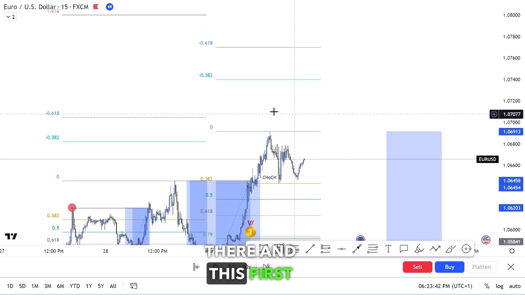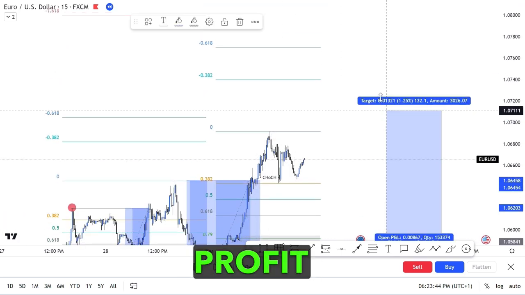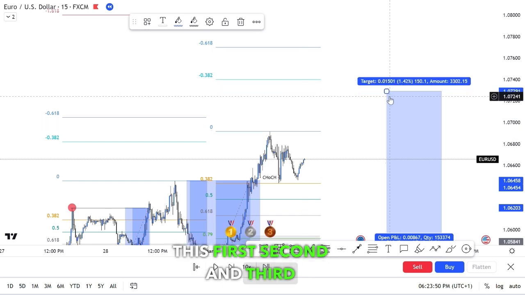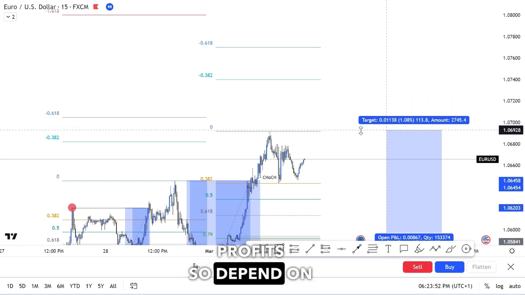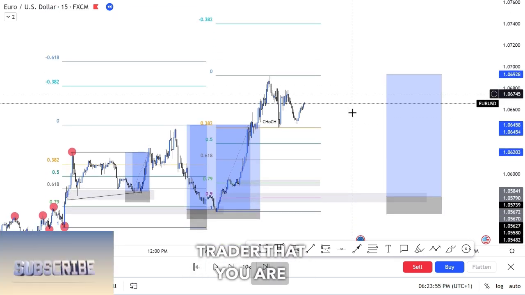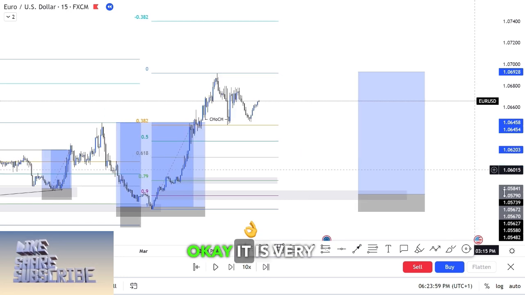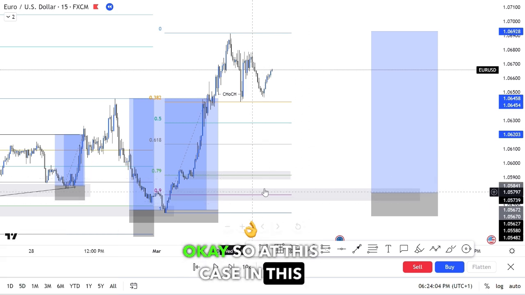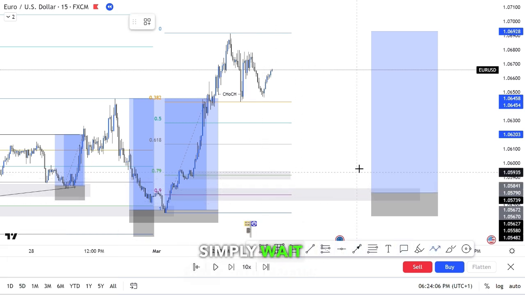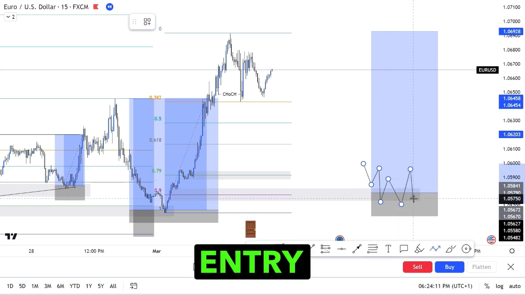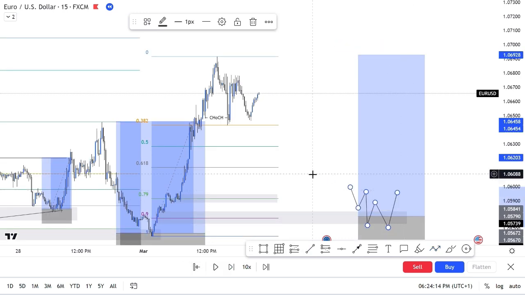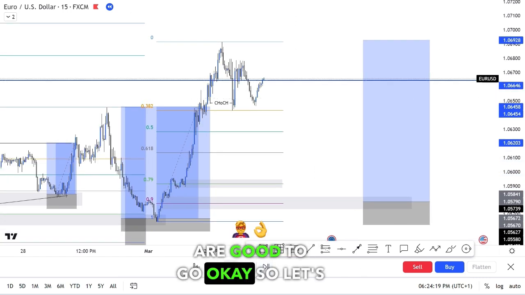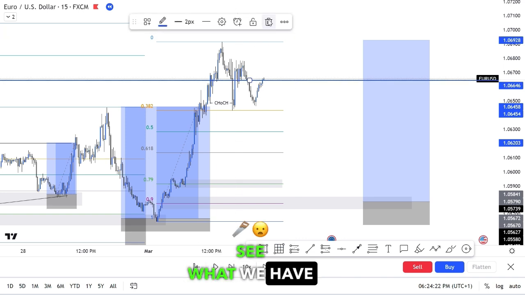And this first take profit, we have other take profits right here. So you can take this first, second and third take profits. It depends on the kind of trader that you are. Okay, it is very, very important. So in this scenario, we just have to simply wait. You can go to your entry time frame and look for your entry confirmations. Otherwise, we are good to go. Okay, so let's see what we have.